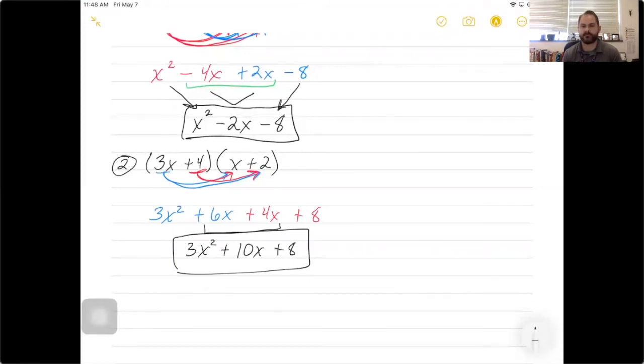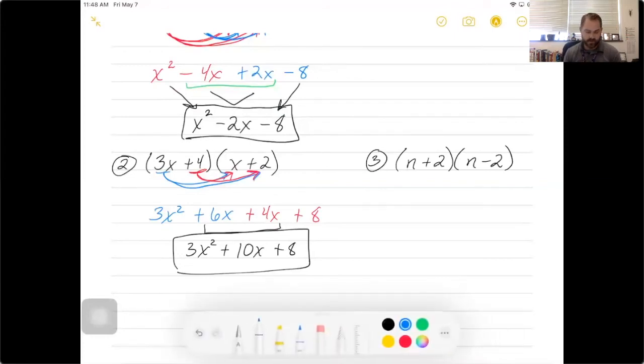Okay? Let's keep working and try another few. Let's do another example. Let's say I gave you this set: n plus 2 times n minus 2. So sometimes it's not x's, sometimes it's different variables. We're still going to distribute our n at the beginning to both of these terms.